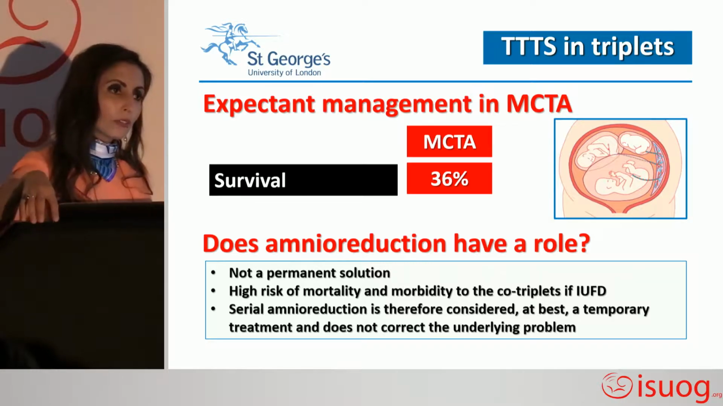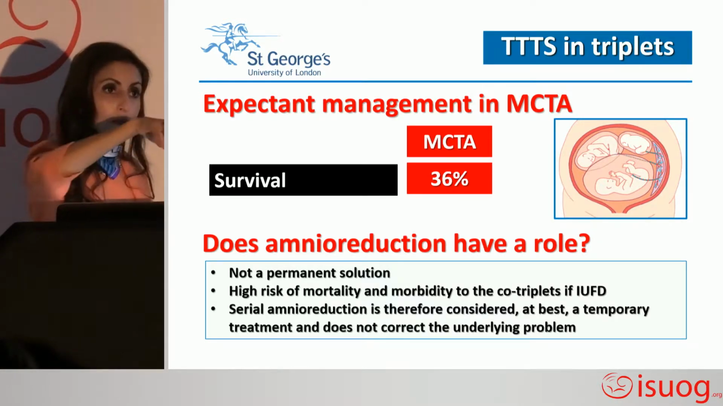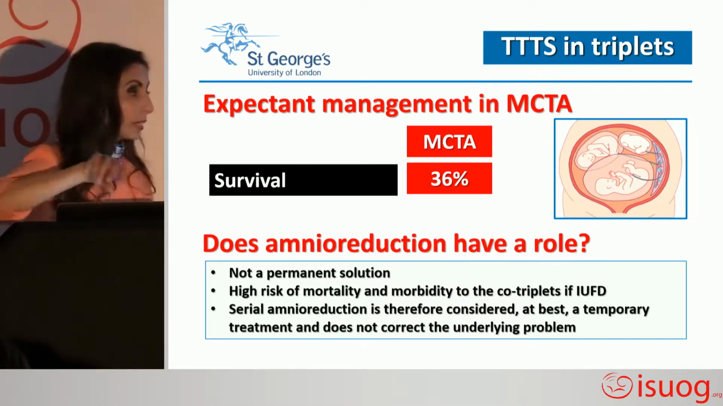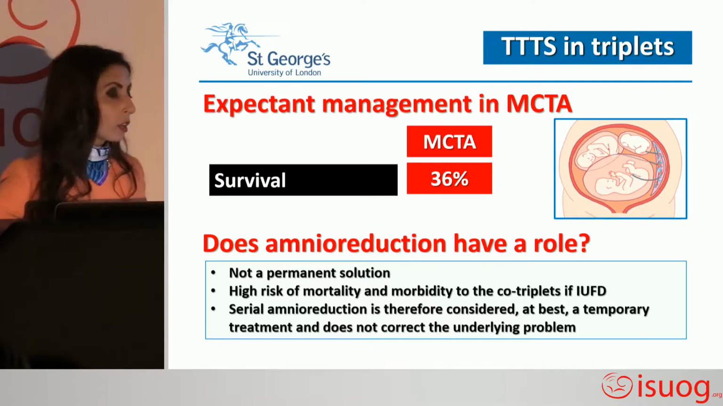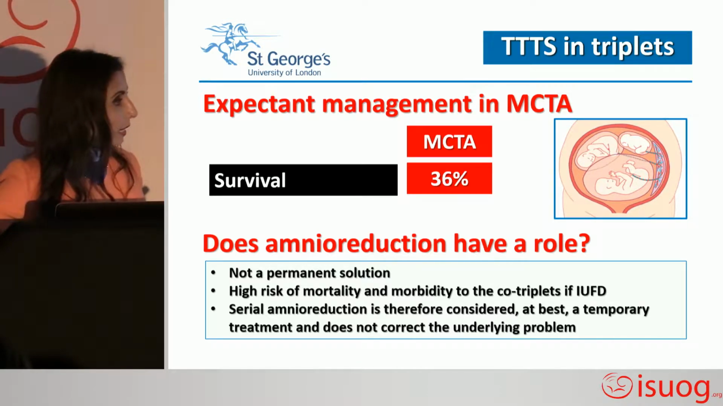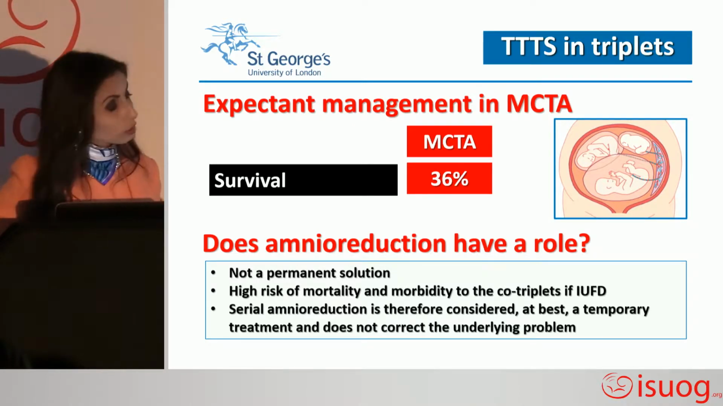Certainly, if one of the triplets dies, there's still the big risk of demise of the other triplets, or the other twins, because the anastomoses are still there. But certainly, some authors advocate the option of serial amnioreduction in these cases, but it's not the first line.